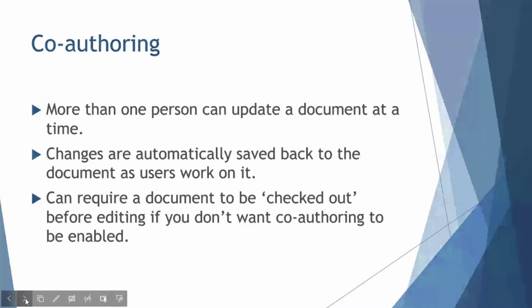We are going to start out talking about co-authoring. I think this is one of the most powerful things in SharePoint as a file server option. Co-authoring allows more than one person to work on a document at a time. Changes are automatically saved back to the document as users work on it. You can also customize your document library by requiring a document to be checked out before editing it, if you don't want to allow co-authoring. So there are some reasons when co-authoring might not be ideal, and you can decide that on a document library basis. So it doesn't have to be all or nothing with SharePoint, which I think is a really important thing to remember.